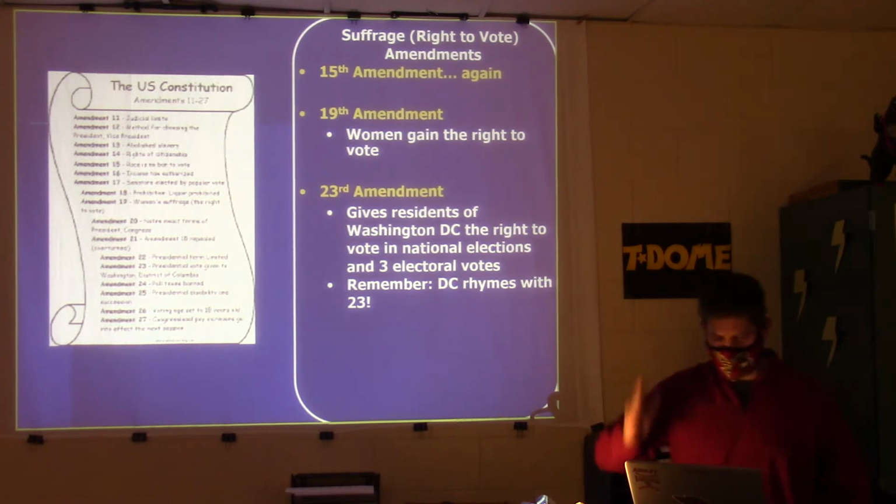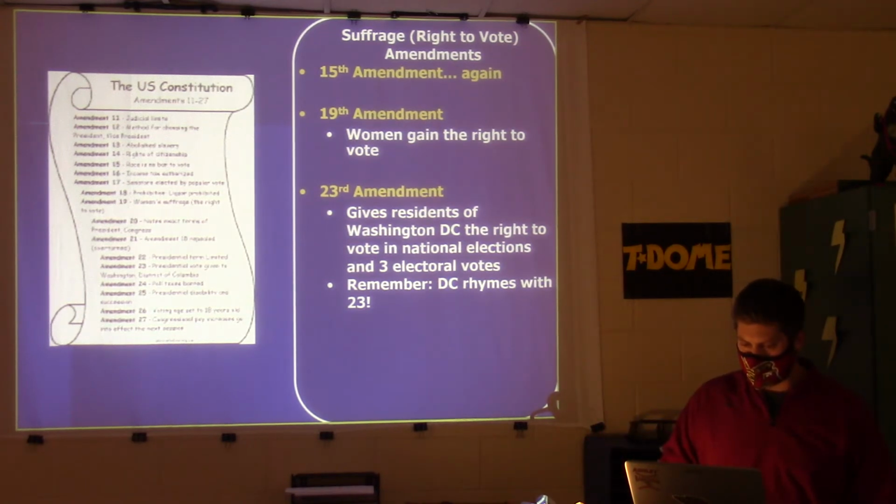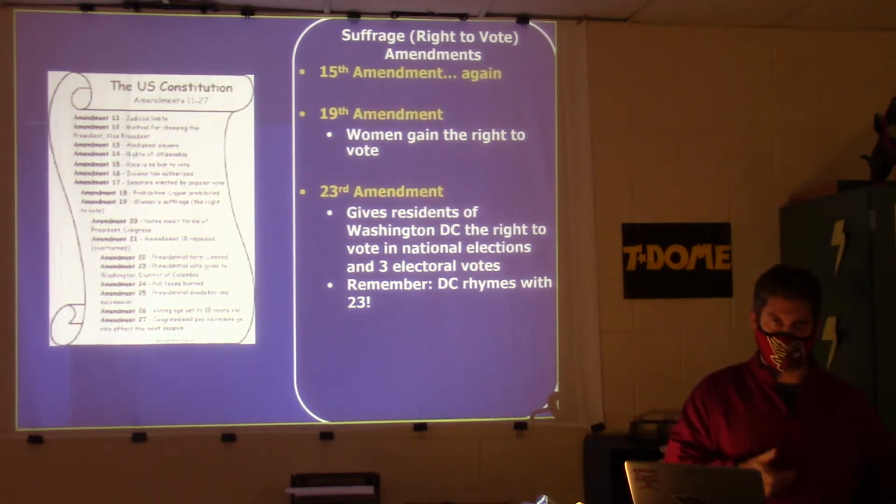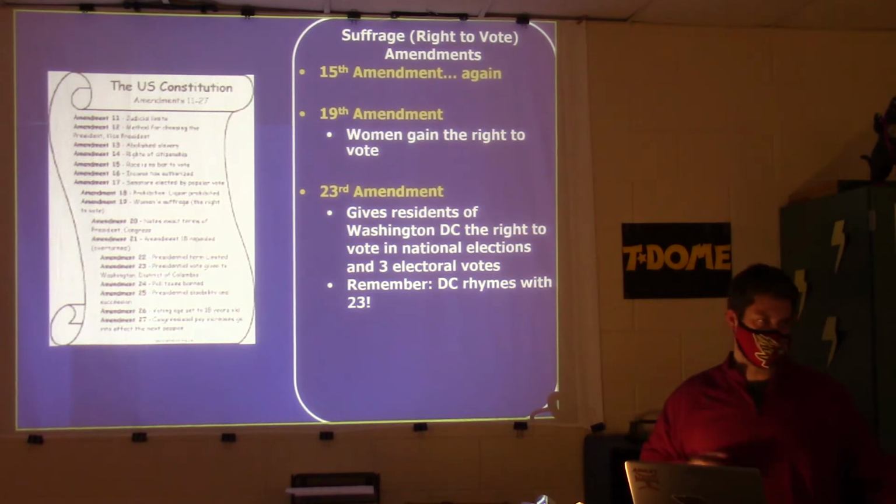So here we are, suffrage amendments. We have the 15th, we just talked about it. We have the 19th Amendment, women gain the right to vote. This happened 100 years ago, okay? 100 years ago, women get the right to vote. So women's voice legitimately hasn't been heard in our government until 100 years ago. And that's not necessarily a long time. It's a blink of an eye when it comes to history.